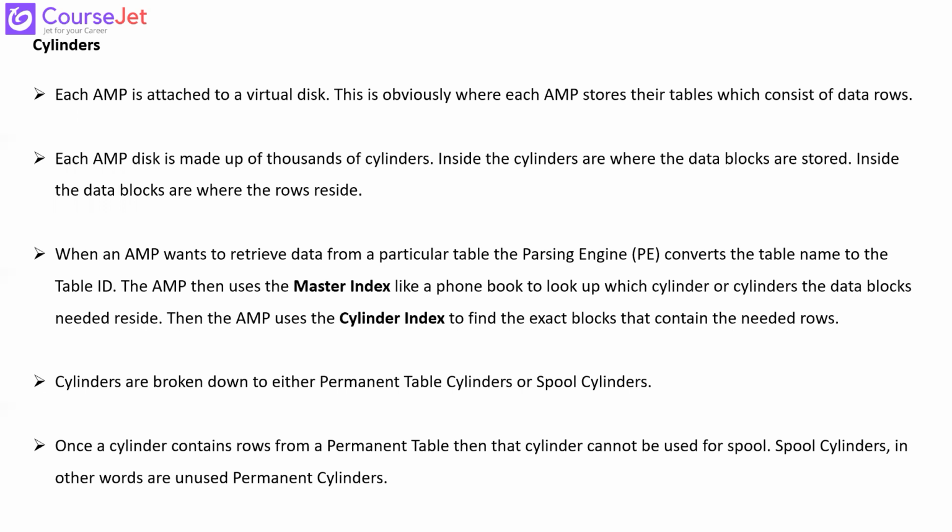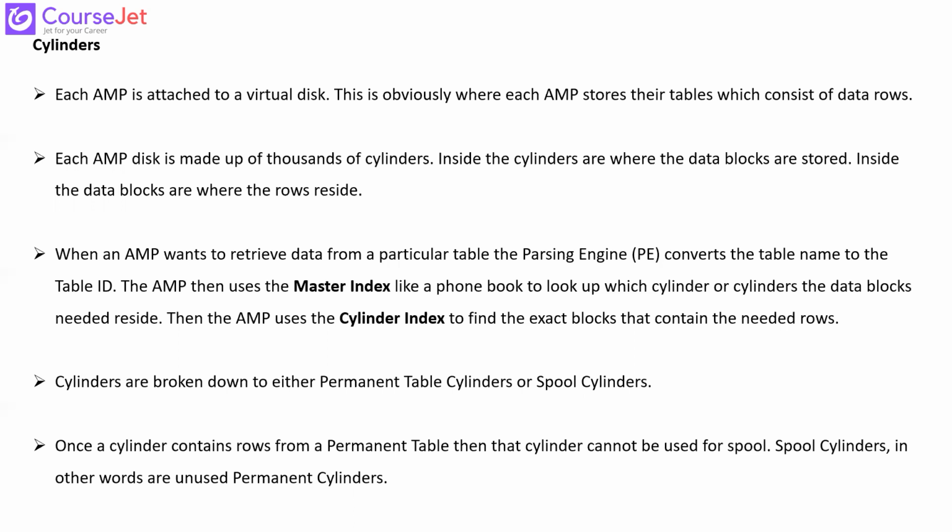Each AMP disk is made up of thousands of cylinders. As we know, the disk is made up of cylinders. Inside the cylinders are where the data blocks are stored, and inside the data blocks are where the rows are stored. So the physical drive, then the cylinders, then the data blocks, then the data rows. This is the overall picture.